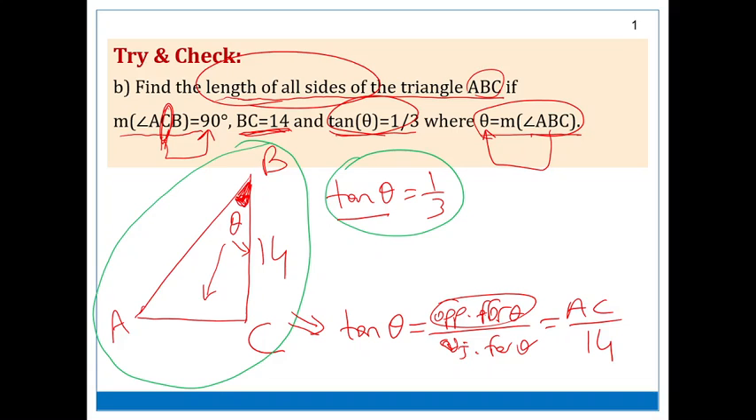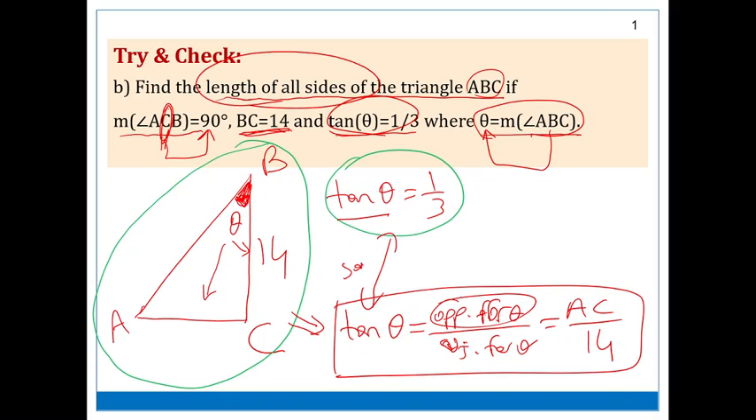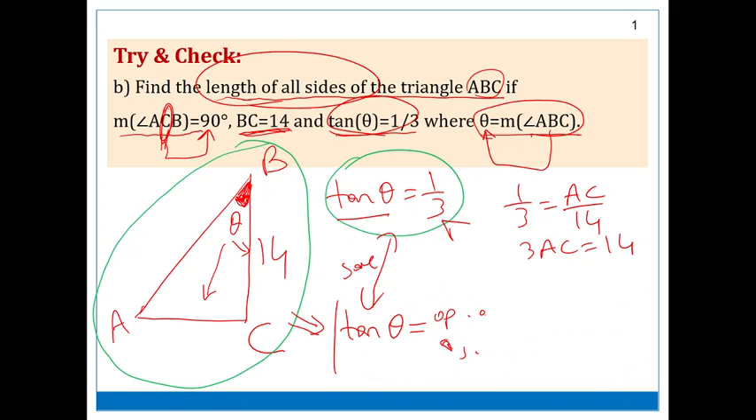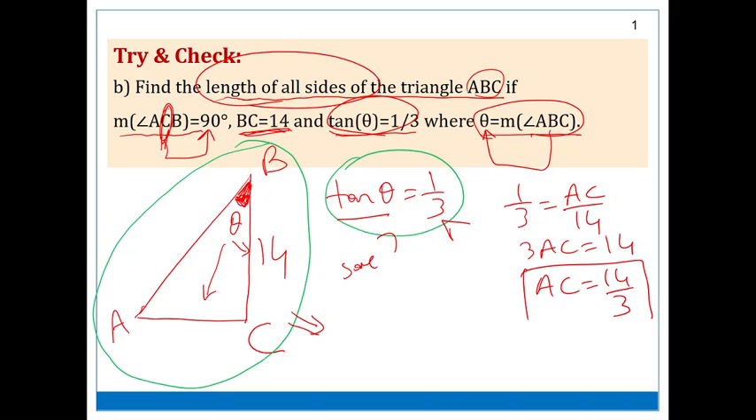Now we can match these two tangent thetas, they are the same, so their values are the same. So 1 over 3, you can set up the equation now, AC over 14. Now this will give you, okay, 3 times AC is equal to 14. Now AC turns out to be 14 over 3. Now you can write here 14 over 3 then.